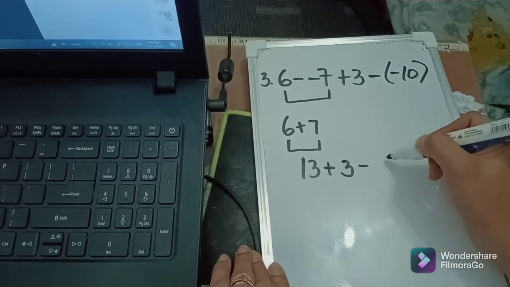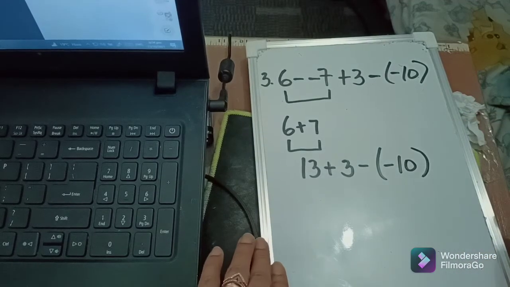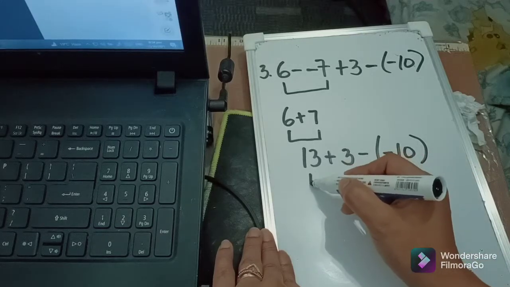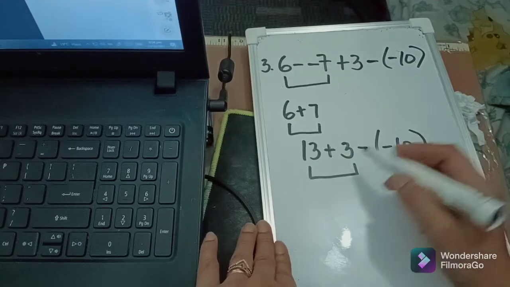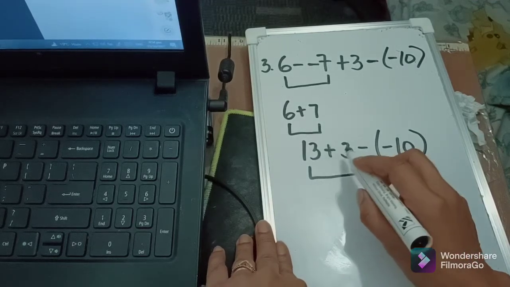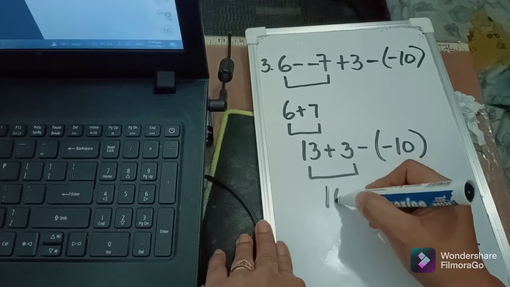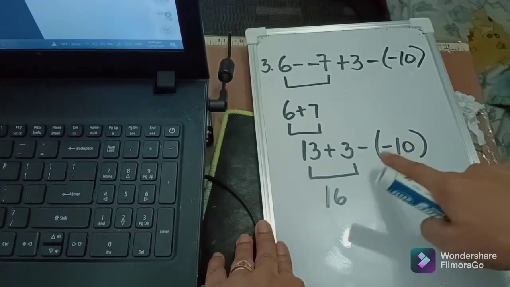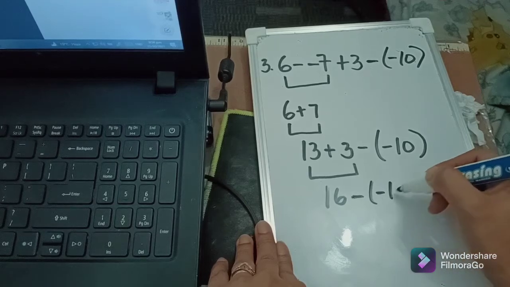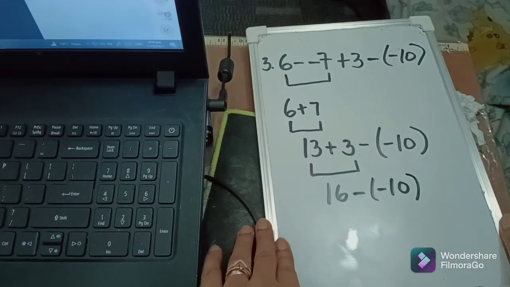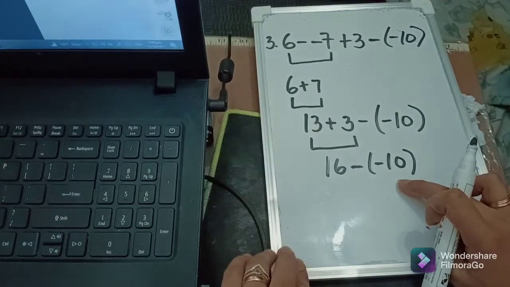Okay? Minus negative 10. Okay, so since this is a plus, we don't need KCC. We just have to add kasi parehong positive. So 13 plus 3, that's gonna be positive 16. And then copy the rest of the problem. There you go. Next one, we have two remaining integers.